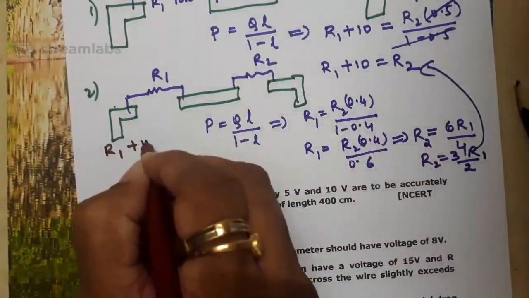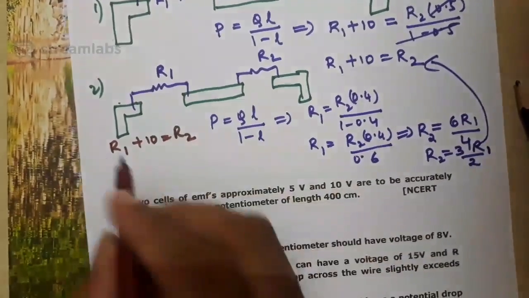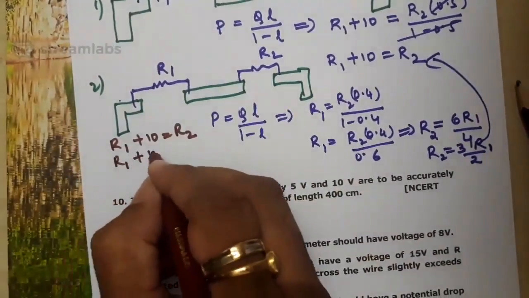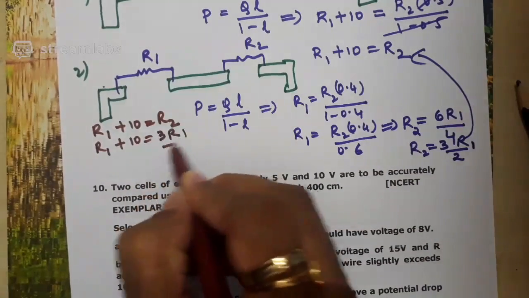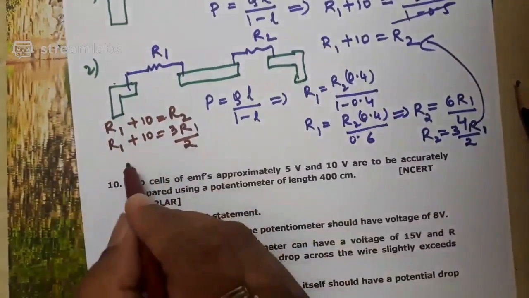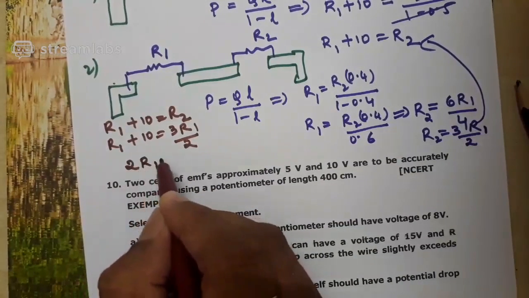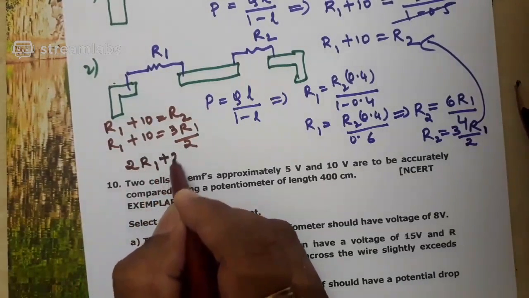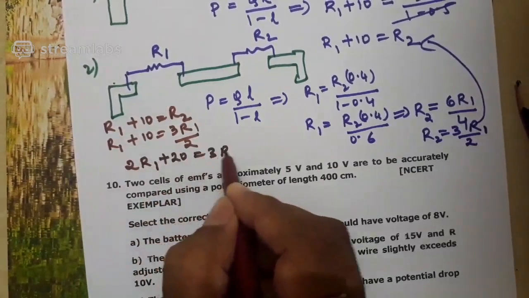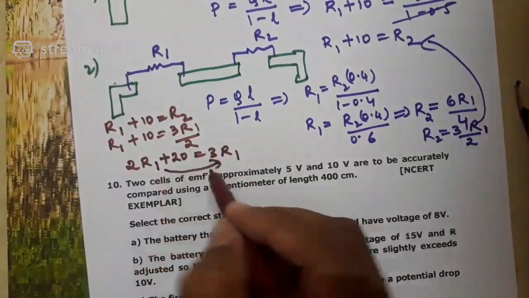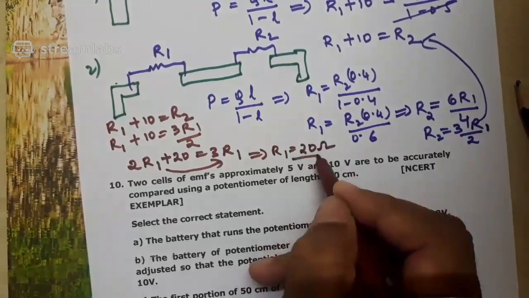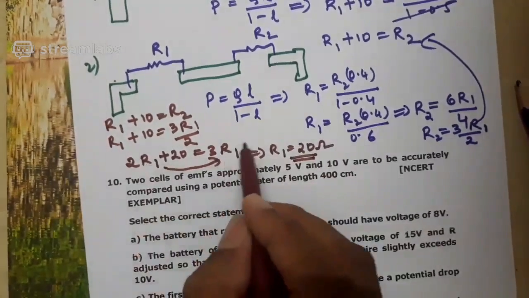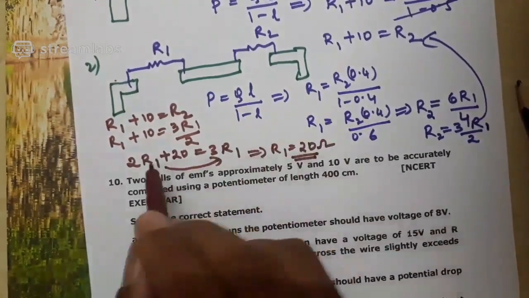R1 plus 10 is equal to R2, correct? And what is R2? They said 3 times R1 by 2. Cross multiply: 2 times R1 plus 20 is equal to 3R1. Shift 2R1 to this side, which implies R1 is equal to 20 ohm. Do you agree with me? Because 3R1 minus 2R1 is R1. R1 is nothing but 20 ohm. The answer is B.